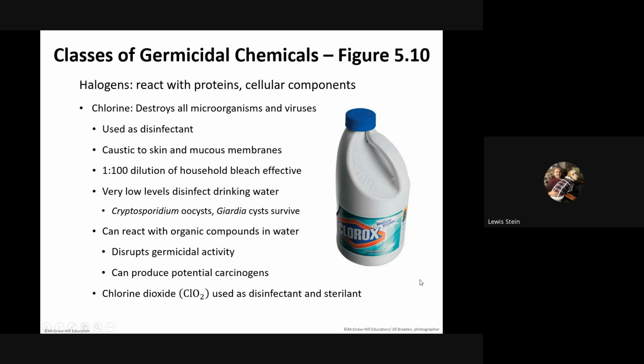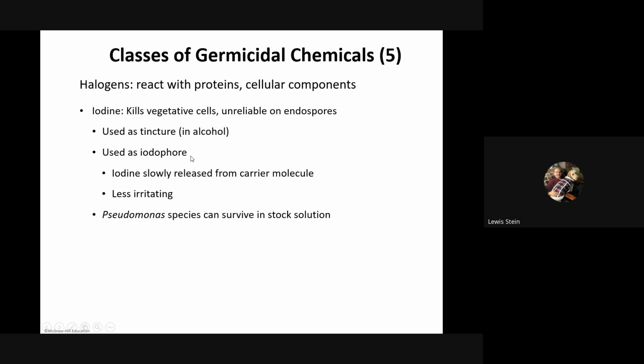And so usually it's about 6%. If you get it for the pool, they'll have ones that are up to 10%, if you're using it as something for a pool to react. So that's really a disinfectant, where iodines are really an antiseptic. They work on vegetative cells. They don't do anything with endospores, but they're useful.